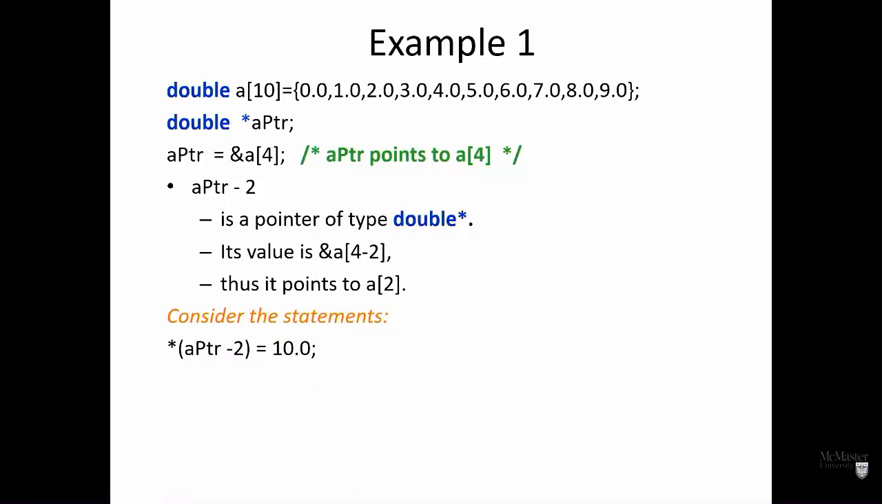There is one risk or one dangerous thing about using pointers to do assignment to array elements. What is this one? What is the risk? Yeah, because again, C has no boundary checking.